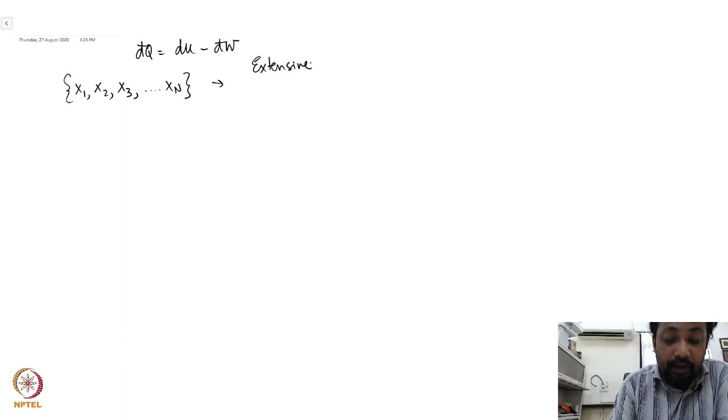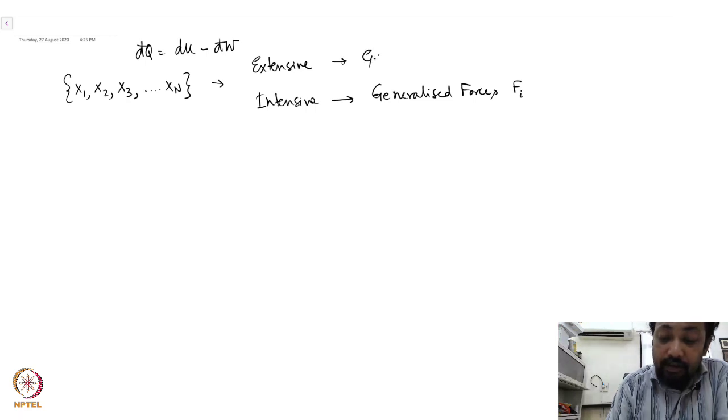Now remember, in the last class we have seen that of all these generalized macroscopic variables, the thermodynamic variables that describe the system, some of them are extensive and some of them are intensive. And the intensive ones are what we call generalized forces. And we will change their notation from x to Fi. On the other hand, the extensive variables are generalized coordinates, and they depend on the system size, and we will keep them as xi.